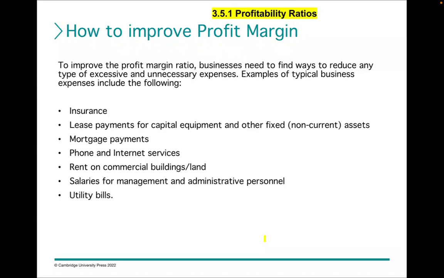if it's not necessary, insurance, lease payments of equipment and other fixed current, non-current assets, mortgage payments, phone and internet services, rent on commercial buildings, salaries for management and administrative personnel, and utility bills. Just have to see how efficient these different expenses are being used. Sometimes there's travel expenses, which could be lunch and different food expenses that might be excessive, traveling that's not related to the business.